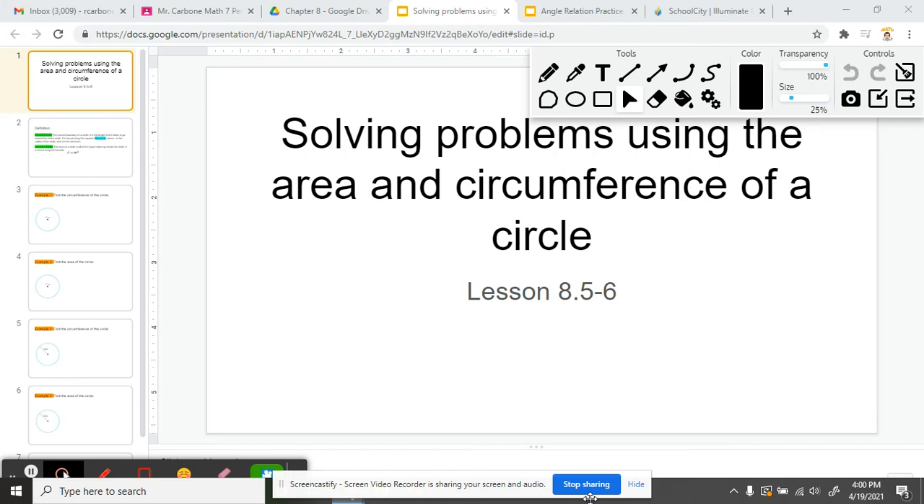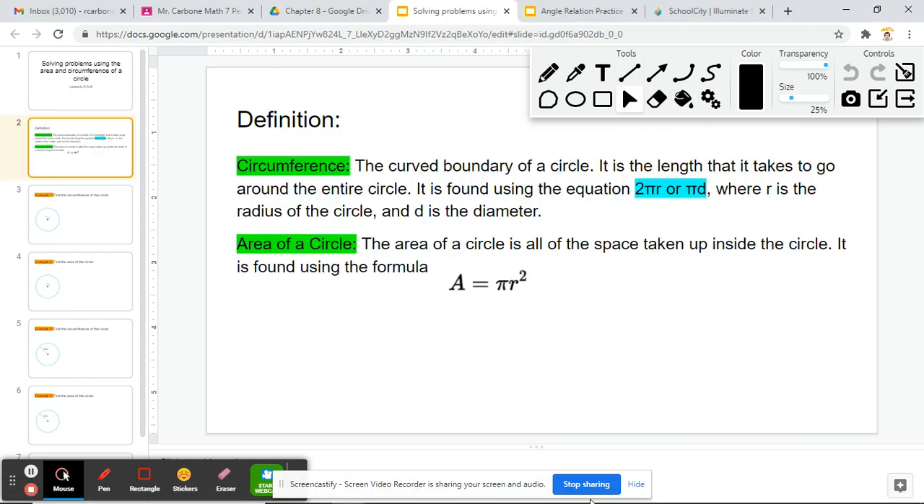Hello class, today we're going to talk about how to solve problems using the area and circumference of a circle, and this is from lessons 8.5 and 8.6 in the book. So as always, we're going to start off with our definitions here.